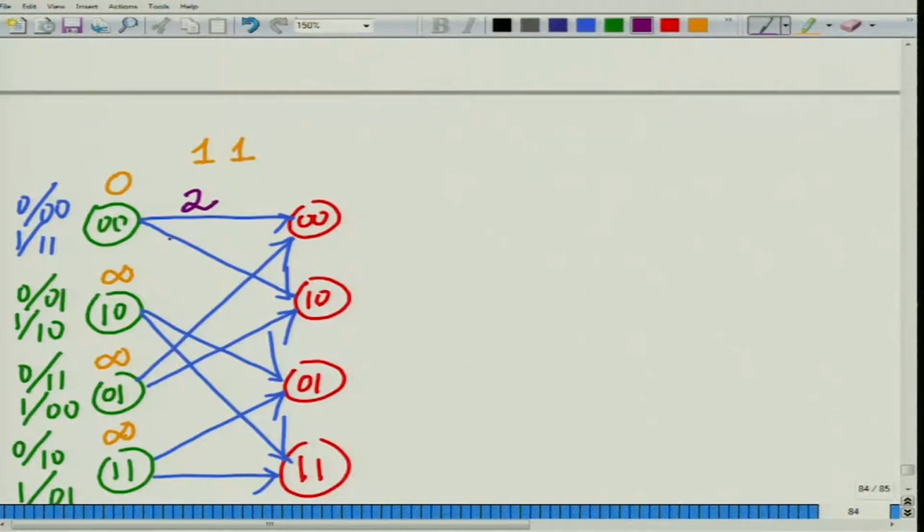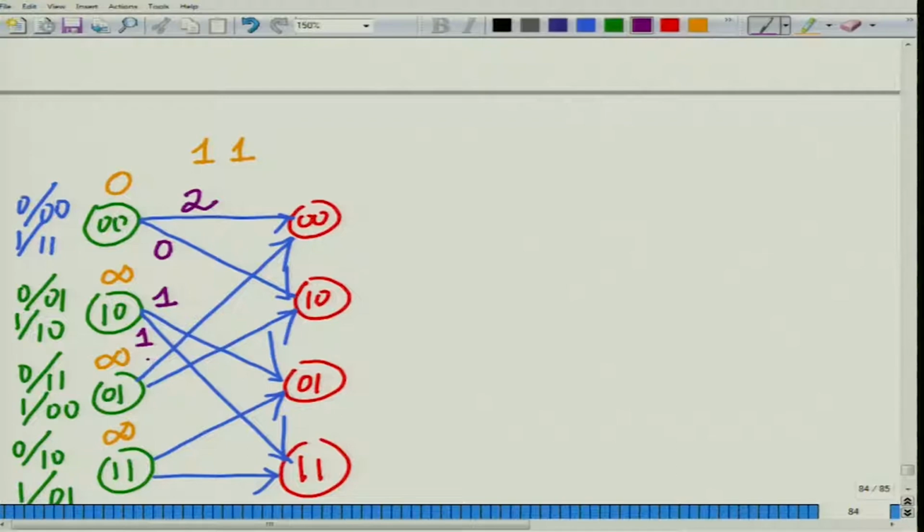Similarly, the branch metric corresponding to this branch, which has output 1 1 while the received word is 1 1, so the Hamming distance is 0. Similarly, for the state 1 0, the top branch has output 0 1 and the received word is 1 1, so the Hamming distance is 1. Similarly, the bottom branch Hamming distance is 1.